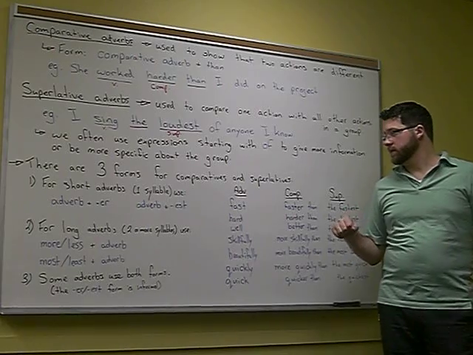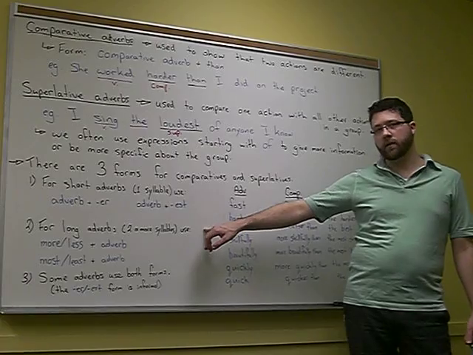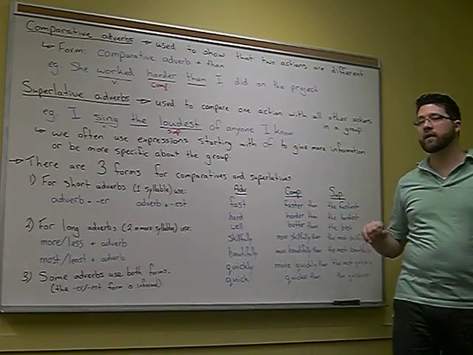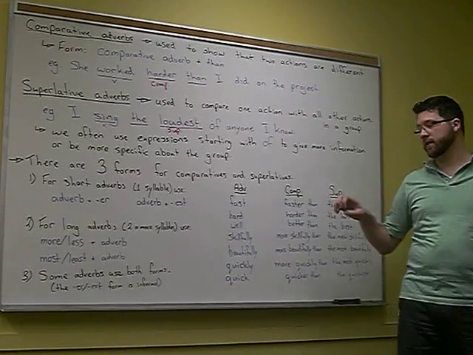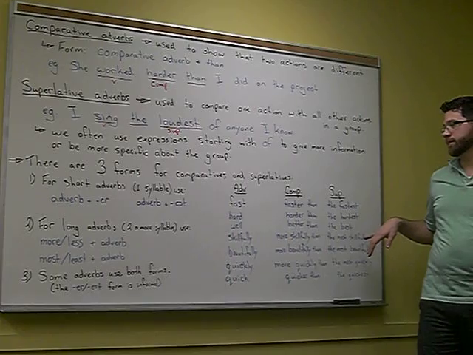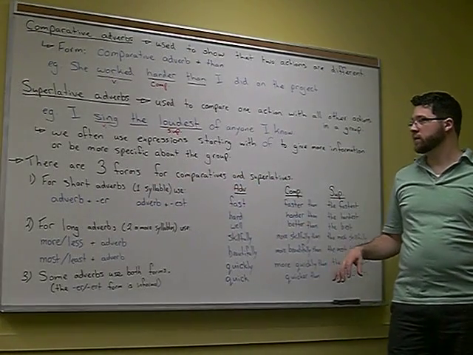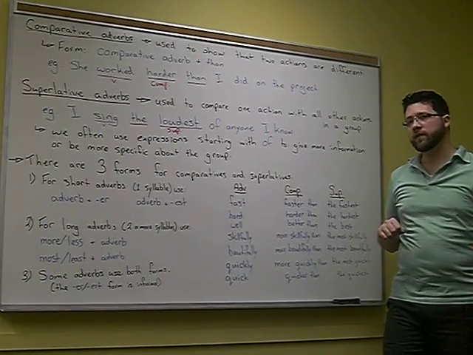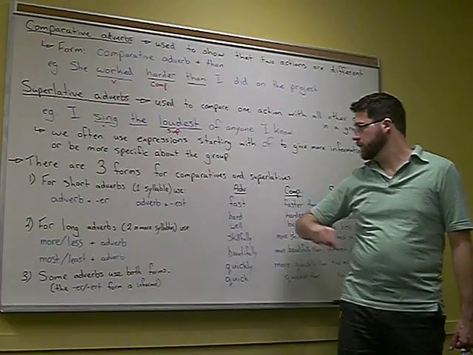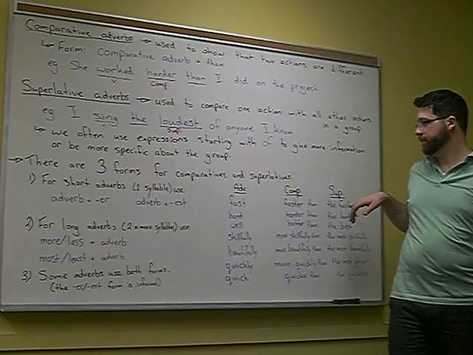Another example is bad. The adjective is bad. The adverb is badly. The comparative is worse than. The superlative is the worst. Okay, so for our short adverbs, it's a little bit easier because we only look at one syllable adverbs. And again, either er or est.